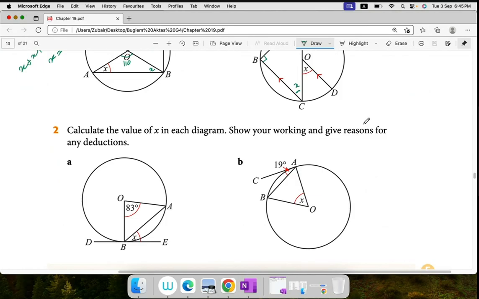Let's do these two as well for today. Calculate the value of x in each diagram, show your working, and give reasons for any deductions. Okay, now this thing is new. Give reasons. Whatever we've been discussing are the reasons. We just have to write it. So find x.